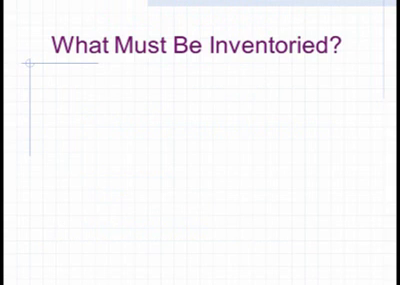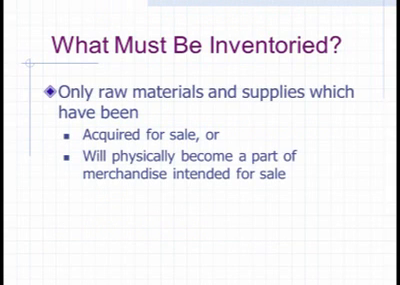So what must be inventoried? Basically, it's raw materials and supplies that you're either going to resell or you're going to assemble into some sort of product that you sell. So if you are a large animal vet, syringes and bandages probably don't need to be inventoried. But if you have some medications that are fairly expensive and you bill separately for them, you would have to inventory them.